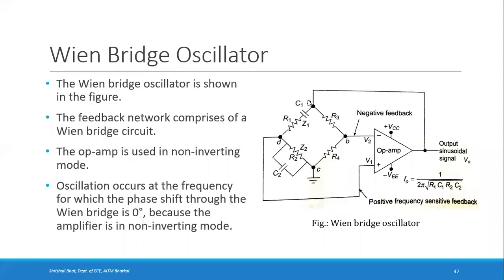This bridge is called the Wien bridge. It has got 4 arms. R1 and R2 are the resistances used along with C1 and C2. In one of the arms, R1 is in series with C1. In the other arm, R2 and C2 are in parallel. This actually forms the feedback path.